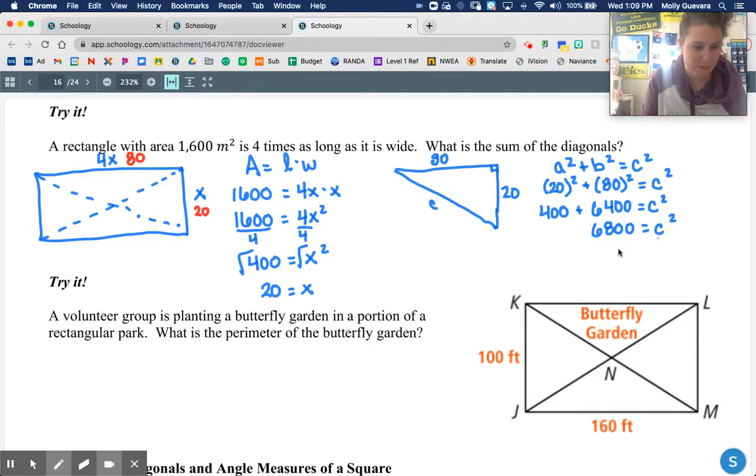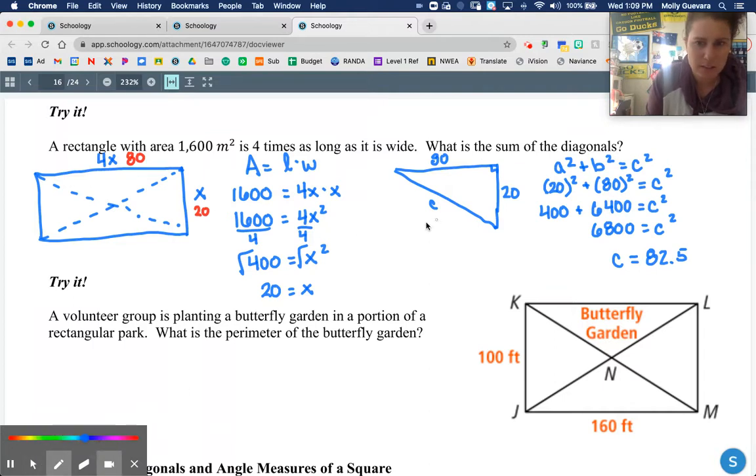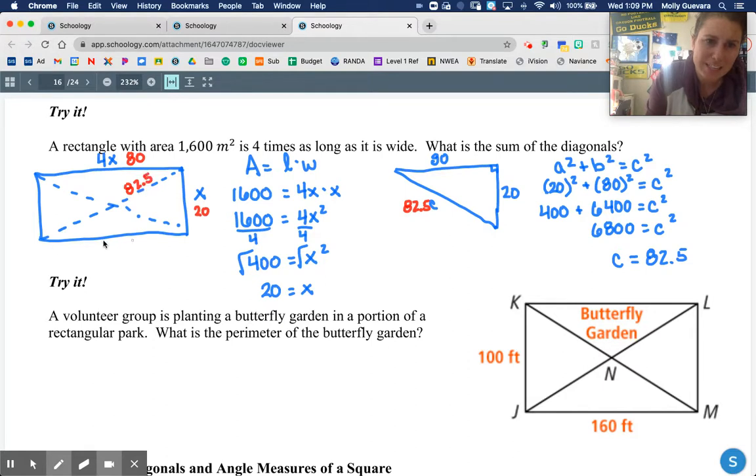And then this, you take the square root, right? You take the square root, and I get that C is equal to 82.5. So the diagonal length here, in this red, is 82.5. So one diagonal is 82.5, and since it's a rectangle, the diagonals are equal, so I know that the other diagonal is 82.5.